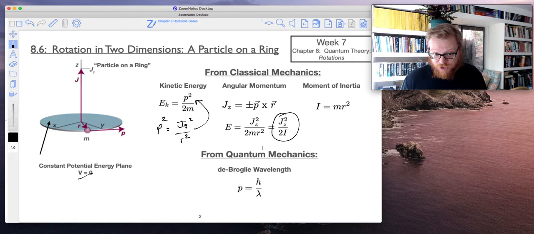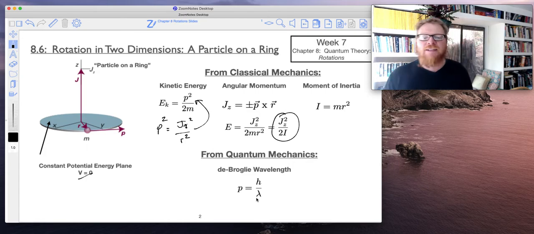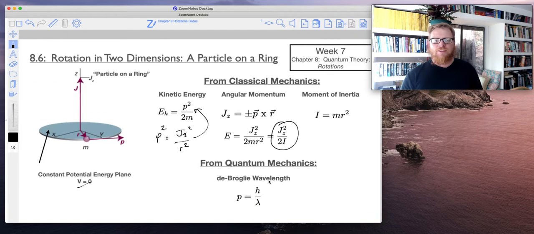Let's add the quantum touch to that. The quantum touch that we're going to add is the de Broglie wavelength. We remember now that in the quantum world, momentum is h divided by lambda, where lambda is the wavelength of our particle. It's the associated wavelength of the particle, which has wave-particle duality. So let's smash these equations together.